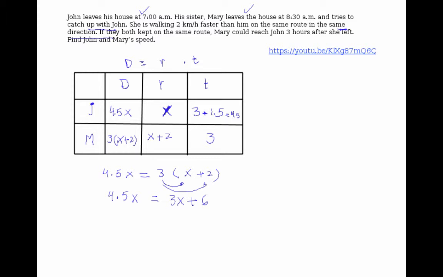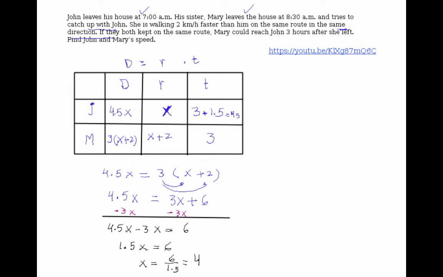We can subtract 3x from both sides of the equation. So we get 4.5x minus 3x is equal to 6. So here I get 1.5x is equal to 6. So x is equal to 6 over 1.5. This is equal to 4.